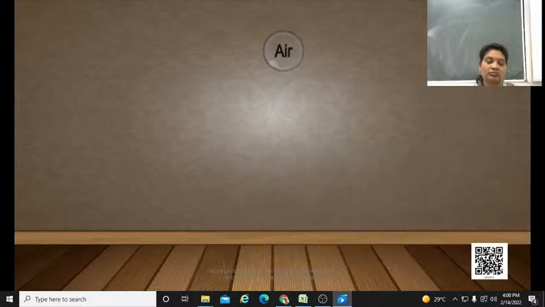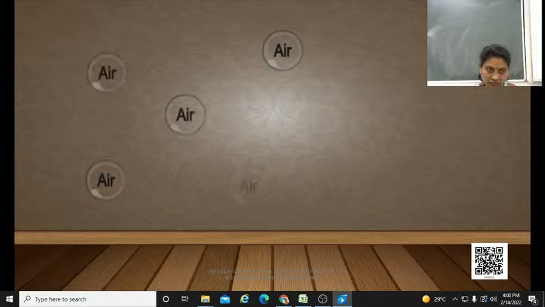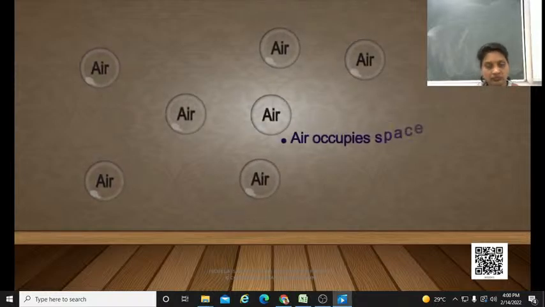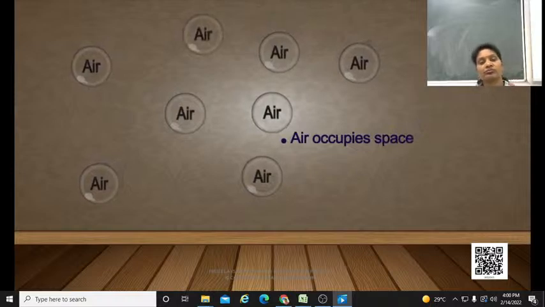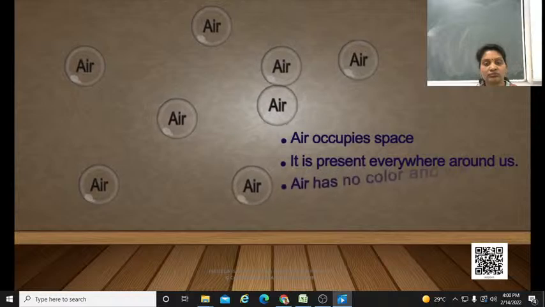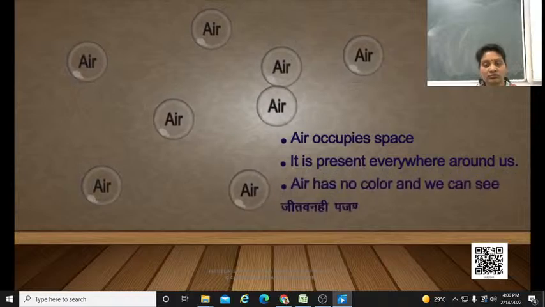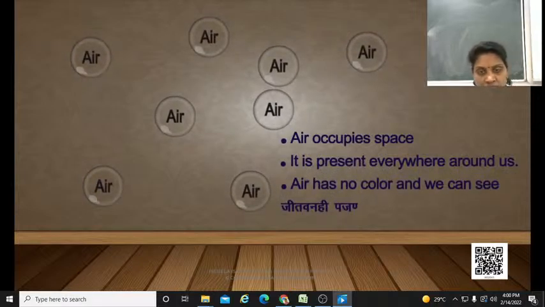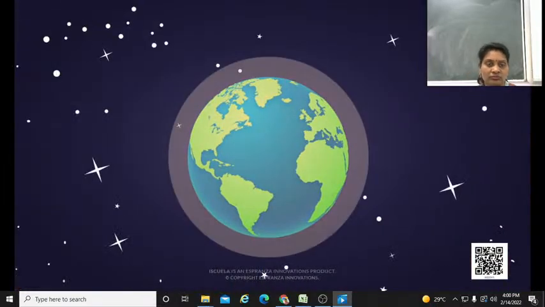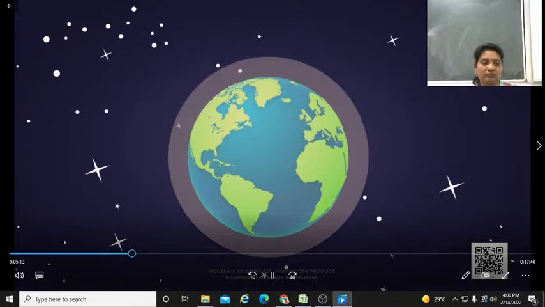This activity shows that air occupies space. It fills all the space in the bottle. It is present everywhere around us. Air has no color and we can see through it. It is transparent. Our earth is surrounded by a thin layer of air.